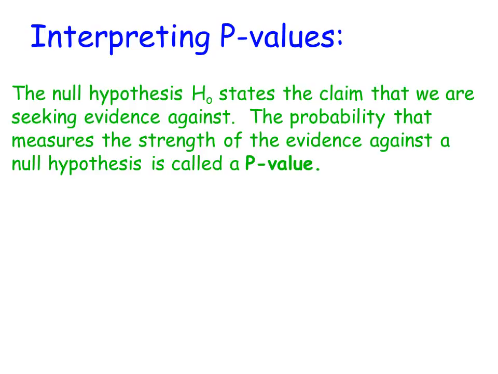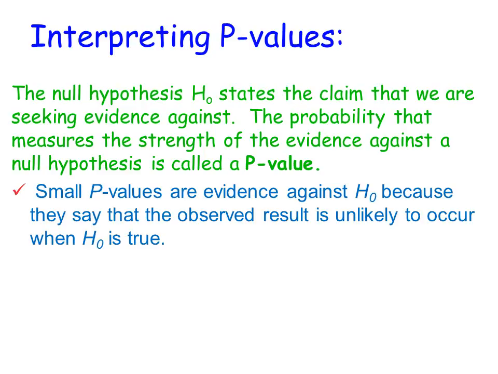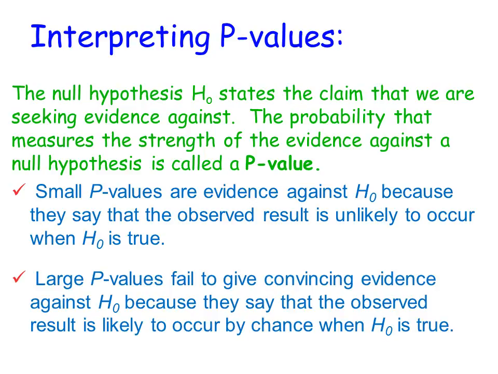The null hypothesis states the claim we are seeking evidence against. The probability that measures the strength of the evidence against a null hypothesis is called a p-value. Small p-values are evidence against H naught because they say that the observed result is unlikely to occur when H naught is true. So we assume that H naught is true, but if the statistic we get is so unlikely, there might be enough evidence to say that it's not really true. Large p-values fail to give convincing evidence against the null hypothesis because they say that the observed result is likely to occur by chance.